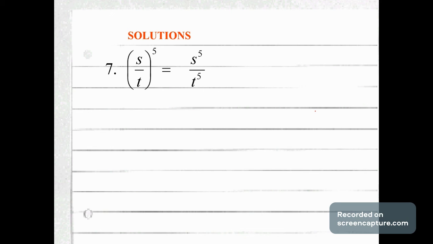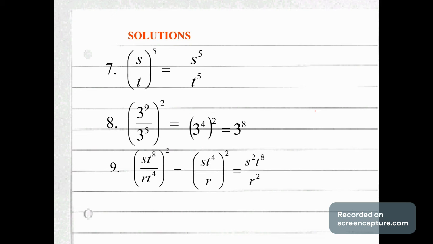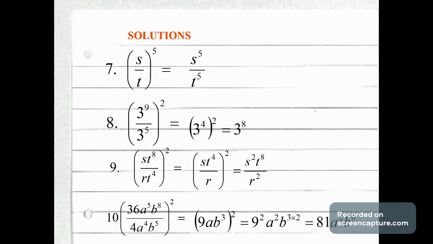Number 7, that is simply s to the 5 over t5. Number 8, that is 3 to the power of 8. For number 9, that is s squared p to the power of 8 over r squared. And for number 10, that is 81 a squared p to the power of 6. All right.